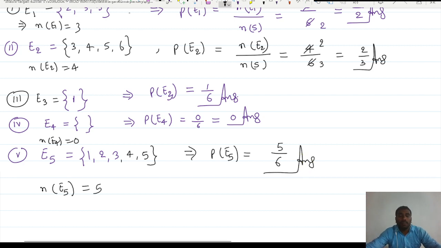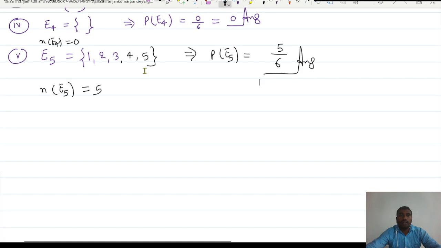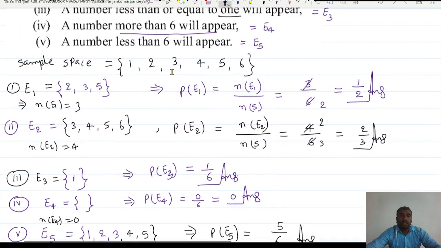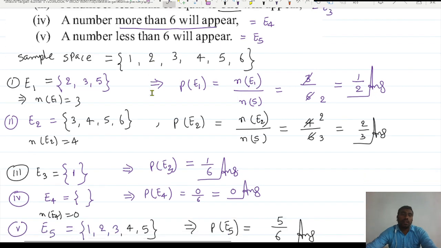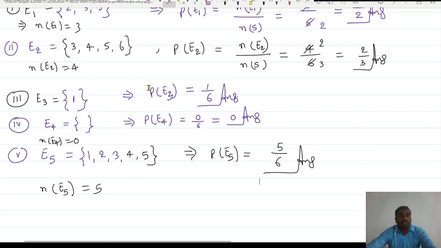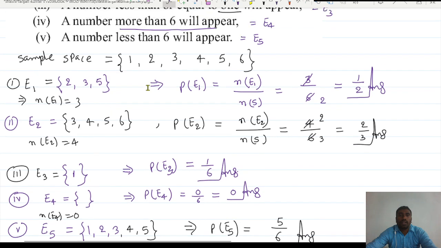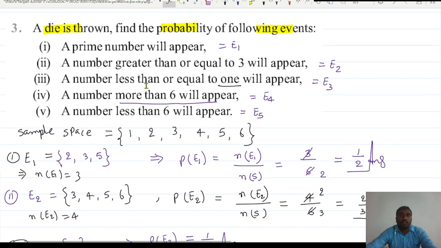So hopefully you get the concept here, how we are writing and solving these questions. Very easy questions. You just simply think about the situation, how it is. Okay, if you are not able to understand, then you can write in the comments.